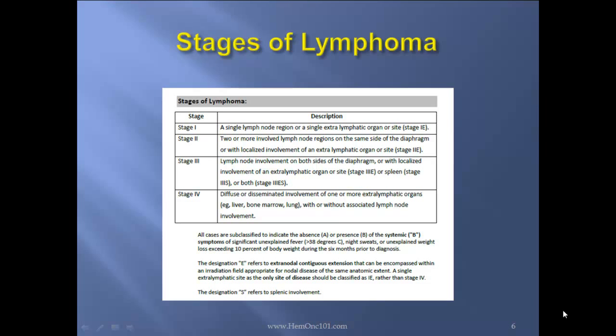Designation E refers to the extranodal contiguous extension that can be encompassed within an irradiation field appropriate for nodal disease of the same anatomic extent. A single extralymphatic site as the only site of disease should be classified as 1E rather than stage 4, and designation S refers to splenic involvement.